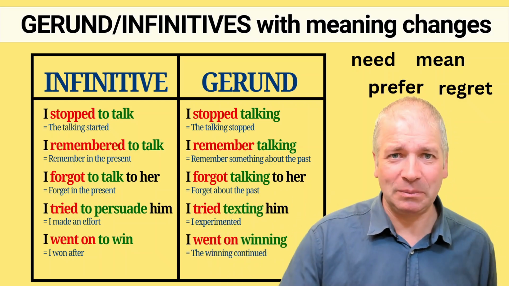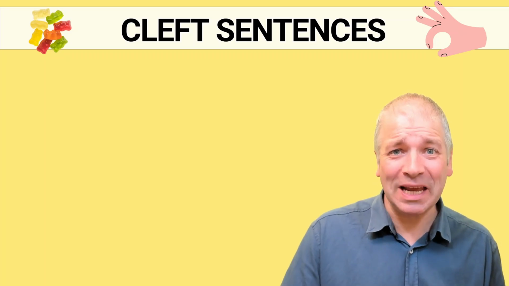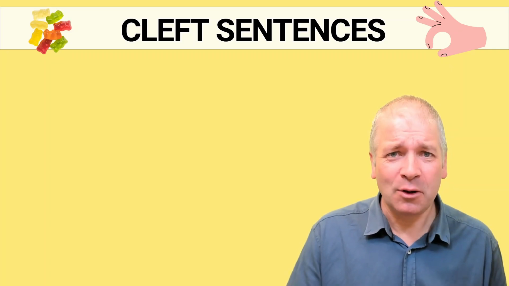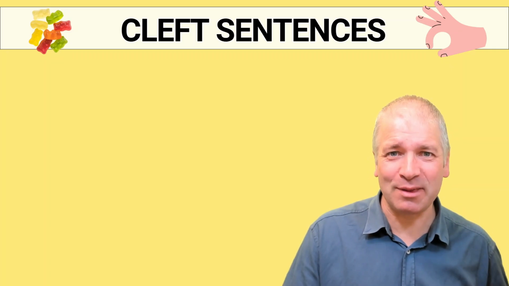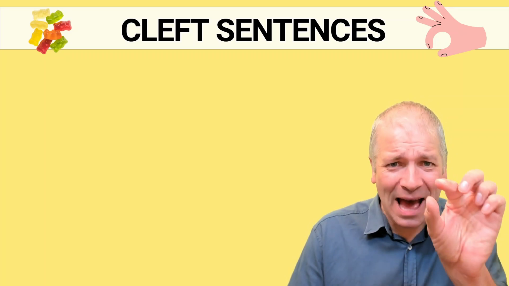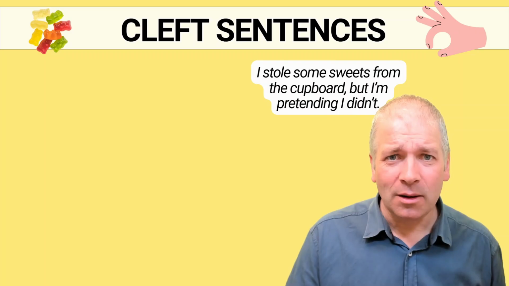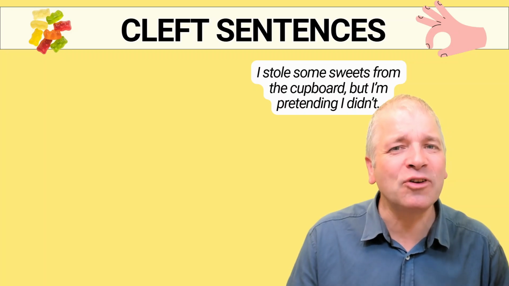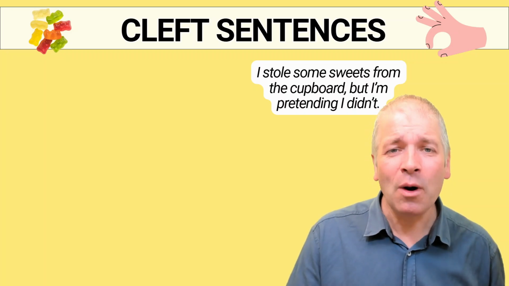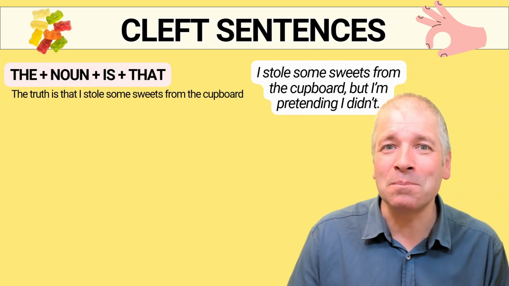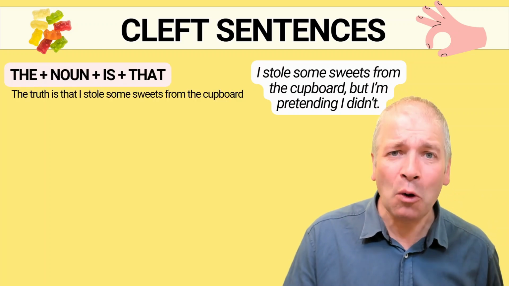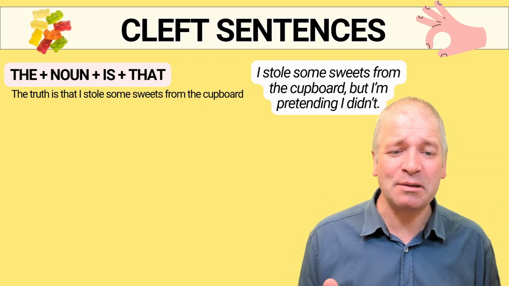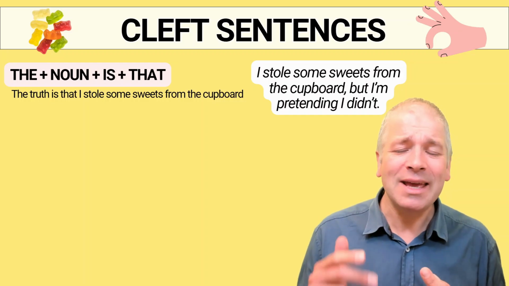At an advanced level of English, you need to know about cleft sentences. What do I mean by a cleft sentence? Well, first of all, look at what's happening in the pictures here. We've got some sweets and someone whose hand is out to take them. This person knows the truth. I stole some sweets from the cupboard, but I'm pretending I didn't. But now they've been confronted and they have to admit. The truth is that I stole some sweets from the cupboard. Now this includes a cleft sentence, which is the, noun, is and that.